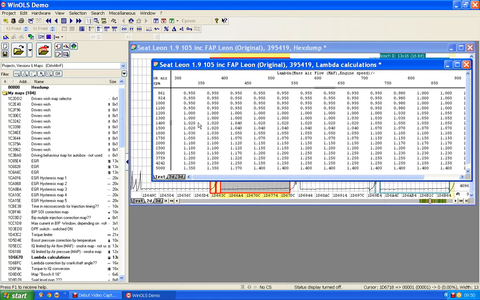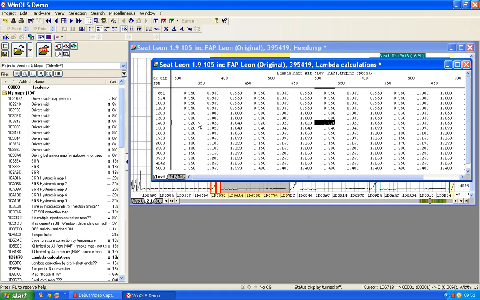Now lambda is effectively the air-fuel ratio that you've got, in other words the current air-fuel ratio, divided by an ideal air-fuel ratio. Now I don't know exactly which ideal air-fuel ratio the designers use, but there's a fair chance that they use 14.6, but they might have used 14.5. People often do, just because it's convenient. They could have used 14.7.